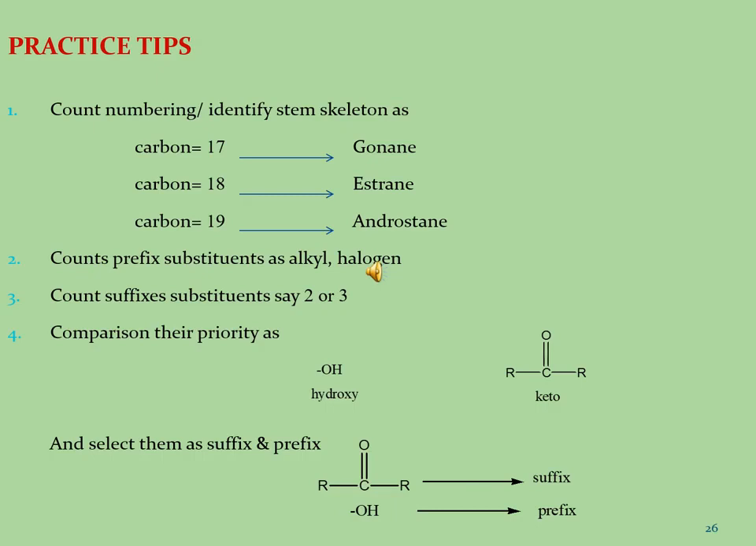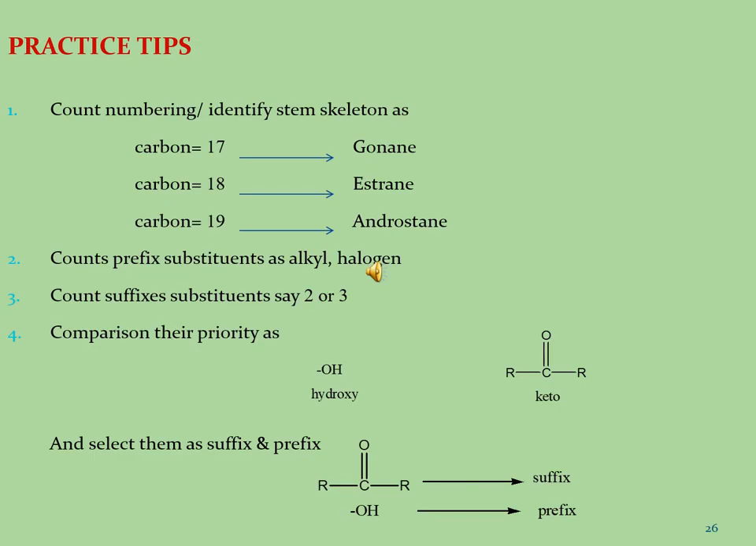Number 1. Count numbering or identify their stem skeleton. For example, if you have a total number of carbon atoms on the steroidal molecule of 17, the name of that molecule will be gonane. If you have a total number of carbon atoms within the skeleton of 18, the name of that molecule will be estrane. Similarly, if you observe the total number of carbon atoms within the base skeleton of the steroid molecule is 19, the name of that molecule will be androstane. So, in this way, we select the base skeleton of the steroidal molecules.